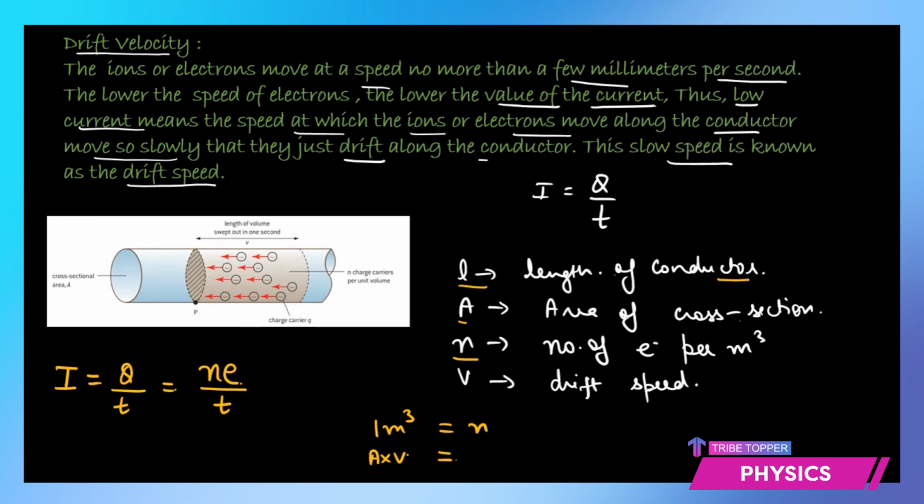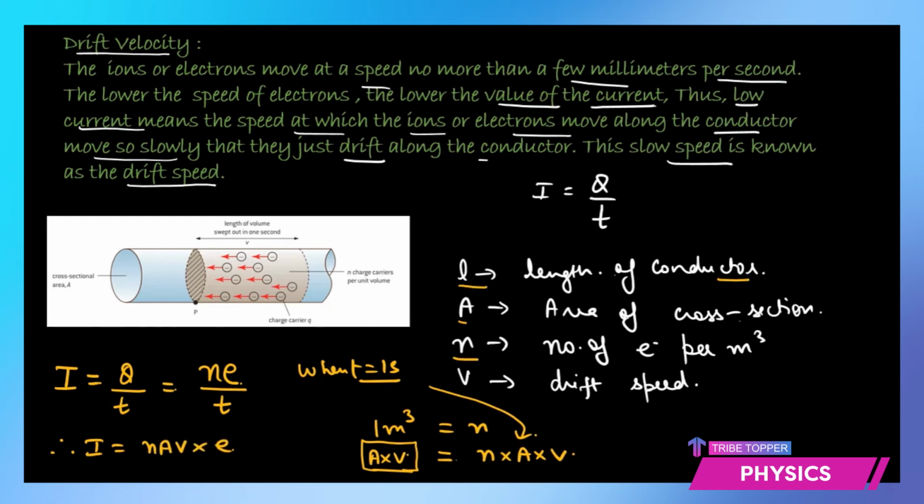That will be n times A times v, because area into velocity gives me the volume that electrons are passing in 1 second. Therefore, the current, when t is 1 second, the number of electrons crossing is nAv. So we get I is equal to nAv times e. So this is the relation between the current and the drift speed.